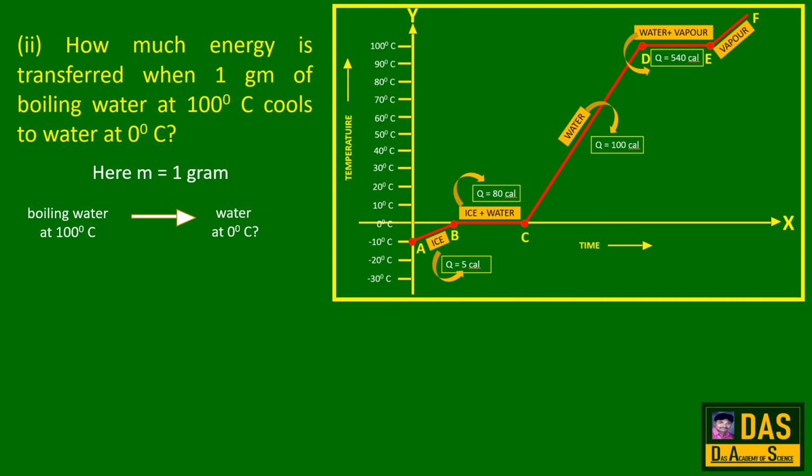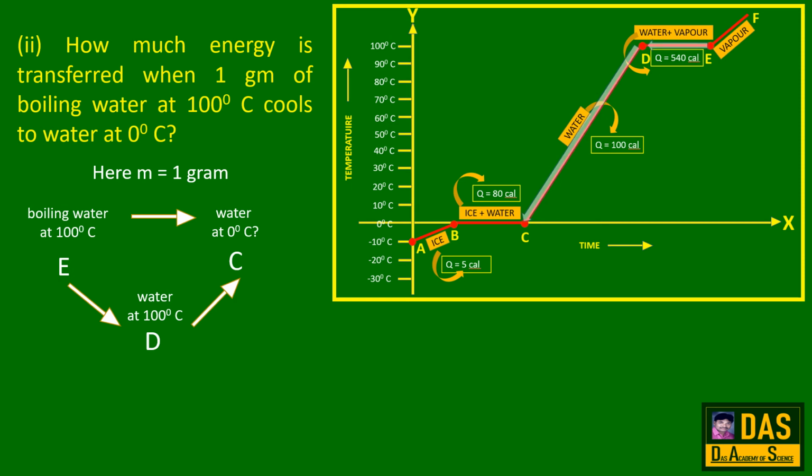If we observe in time temperature graph, this conversion is from E to C. E to C means it has to come from E to D, that is water at 100 degrees Celsius, and D to C. So conversion is from boiling water at 100 degrees Celsius to water at 100 degrees Celsius to water at 0 degrees Celsius.